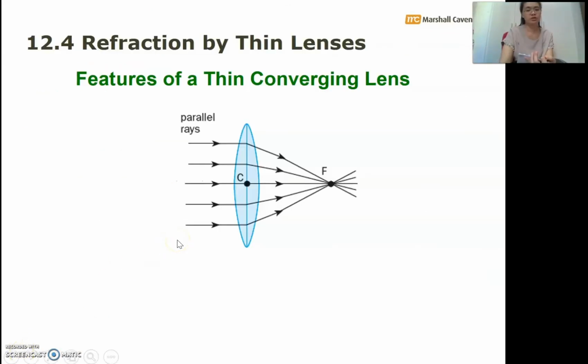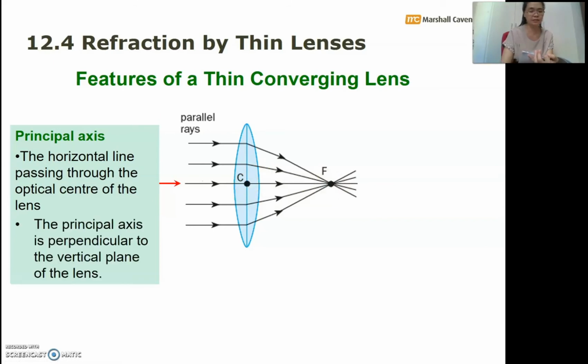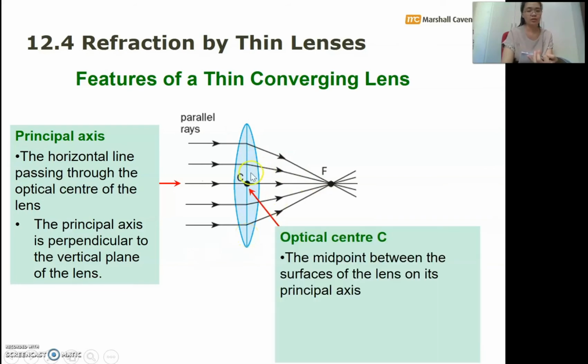Let's look at the features of a thin converging lens in detail. First, you have the principal axis, which is the horizontal line that passes through the optical center, capital C, of the lens. And this principal axis is perpendicular to the vertical plane of the lens. And your optical center C is the midpoint between the surfaces of the lens on its principal axis.